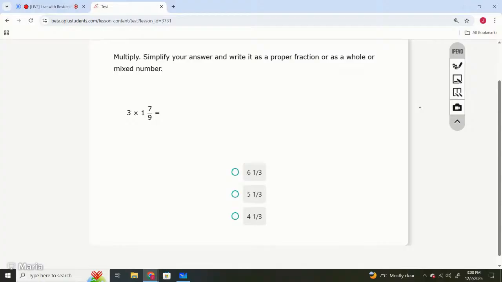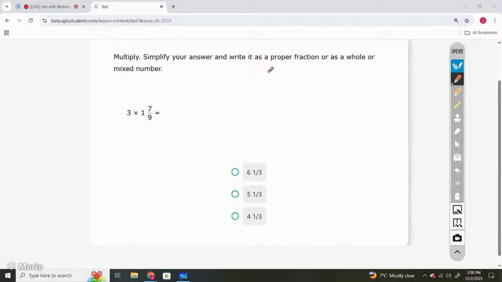Simplify your answer and write it as a proper fraction or as a whole number. 3 times 1 whole 7 over 9. 1 whole 7 over 9. 9 times 1 is 9. 1 times 9 plus 7 over 9. 9 and 7 is 16 over 9.